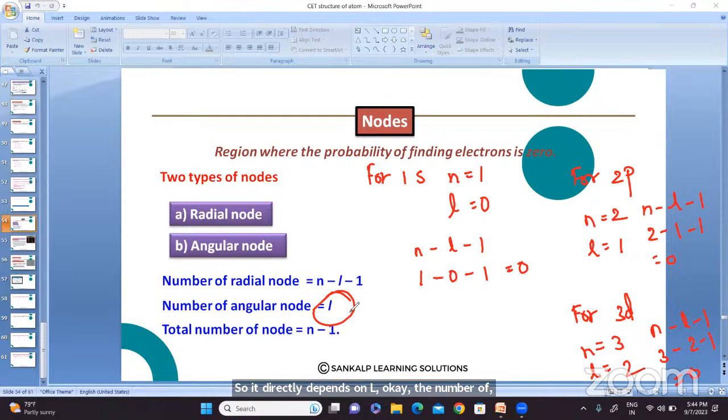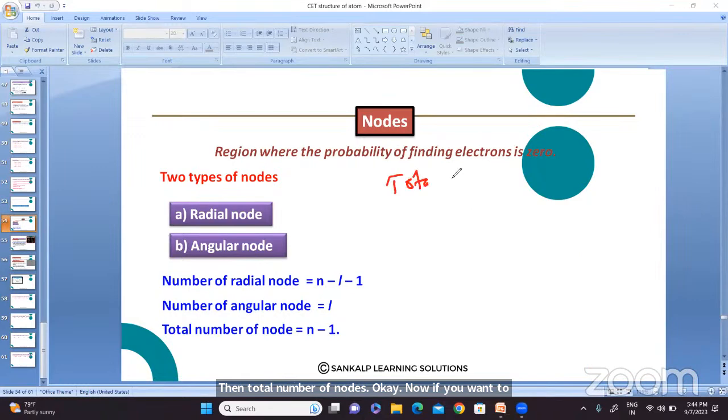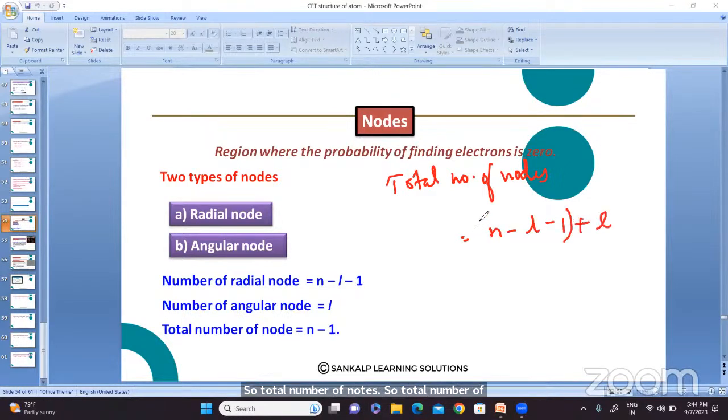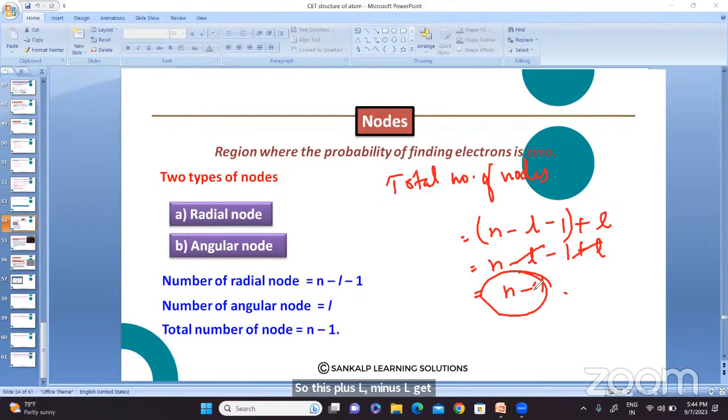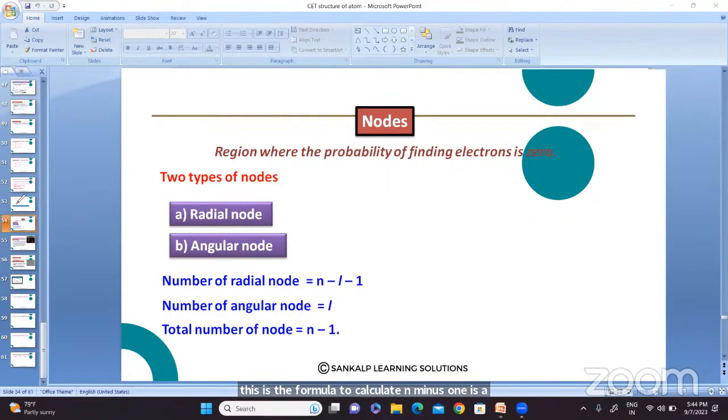Then total number of nodes. If you want to calculate the total number of nodes, it is N minus L minus 1, plus L. So this will be N minus L minus 1 plus L. The plus L and minus L get cancelled, so N minus 1. N minus 1 is the formula for calculating the total number of nodes. I hope you have got it about nodes.